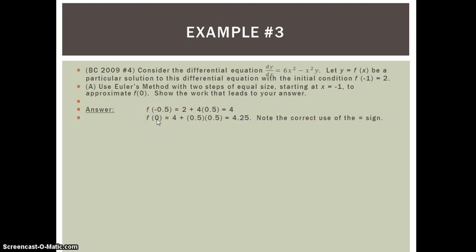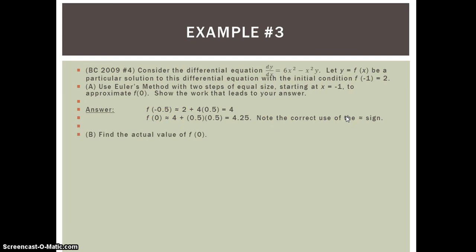We continue to do that. We get f of 0 is approximately 4 plus 4 times 0.5 times 0.5. Again, the 0.5 comes from plugging in our negative 0.5 for x, and our y is equal to 4. Notice the correct use of the approximation sign in this case, because in fact we are approximating. They do take off on the AP exam if you don't include that sign.